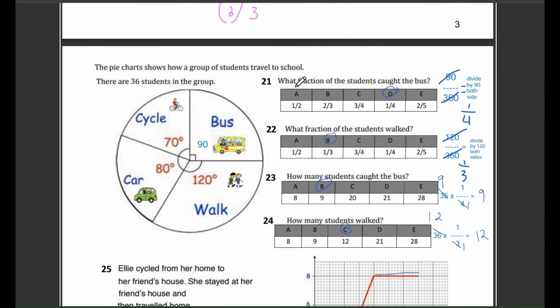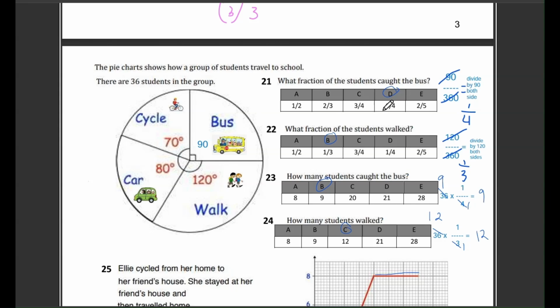Question 21. Let's move on to pie charts. This question asks, from a pie chart of student travel, what fraction of the students caught the bus if the bus sector is 90 degrees out of 360? Our options are A, 1/2, B, 2/3, C, 3/4, D, 1/4, and E, 2/5.